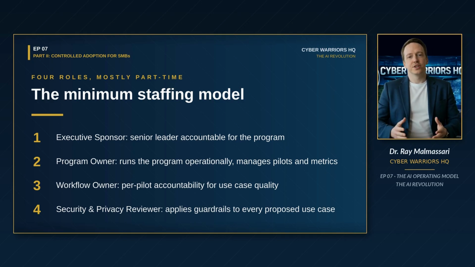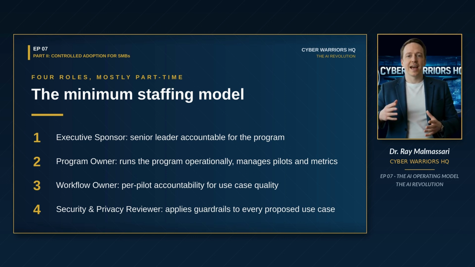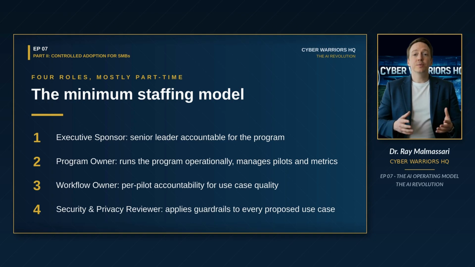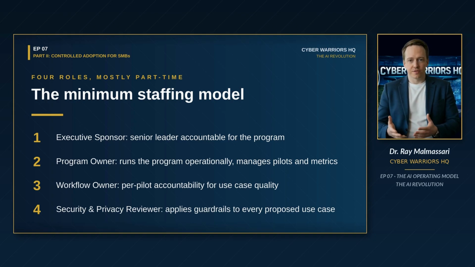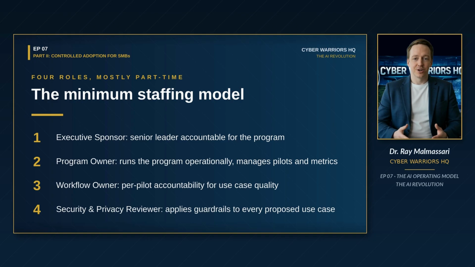Role 4, security and privacy reviewer. The person who reviews proposed AI use cases for risk. Could be your IT lead, your security officer, your compliance officer, or an outside advisor. Their job is to apply the 7 guardrails and the data boundaries to every proposed use case before it becomes a pilot. Lightweight at the start, more rigorous as you scale. 4 roles, mostly existing employees, part-time most of the time. That's your operating model staff.